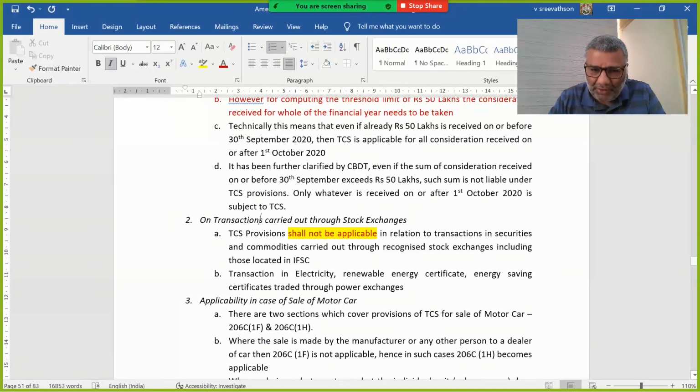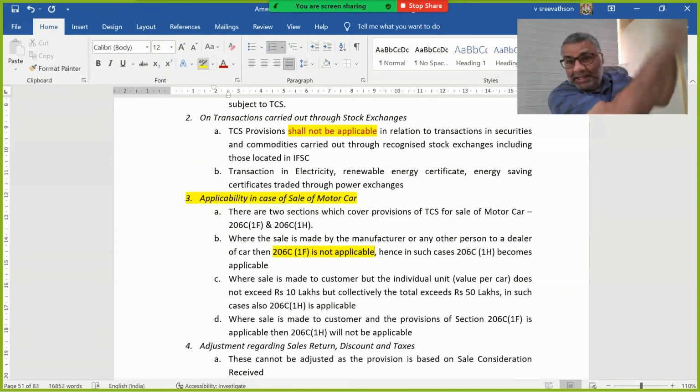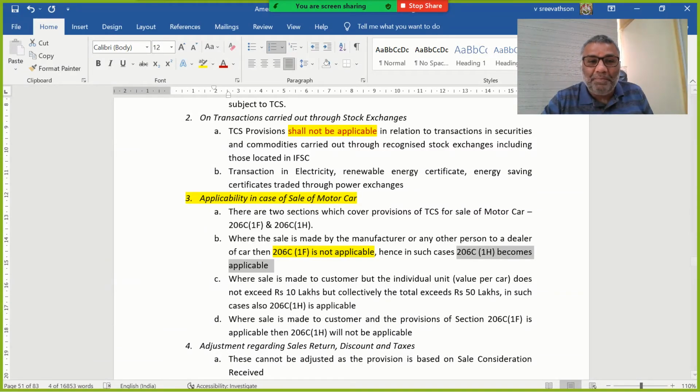Okay, now the beautiful clarification given by the CBDT. There are two sections which cover the provisions of motor car. TCS of 206C(1F), 206C(1H). Where the sale is made by the manufacturer or any other person to a dealer, 206C(1F) is not applicable. Since it is not applicable, now 206C(1H) becomes applicable for them.